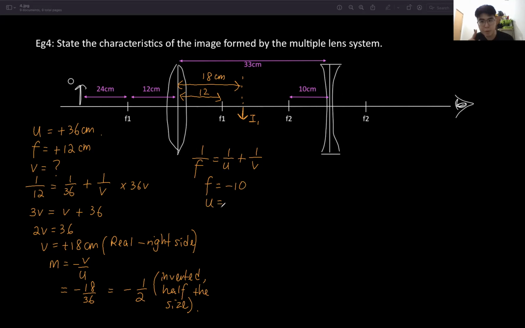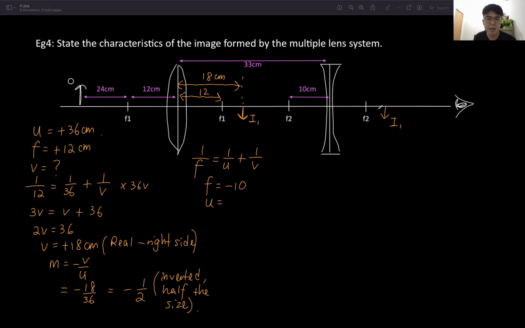For u, remember I said the sign for u is always positive, right? Unless, when is u negative? In what situation can u be negative? U is negative if the first lens forms the image at the back of the second lens, like over here. Normally the object should be opposite to the eye, so if it forms over here, then it's on the same side as the eye. So it must form between the first lens and the second lens.